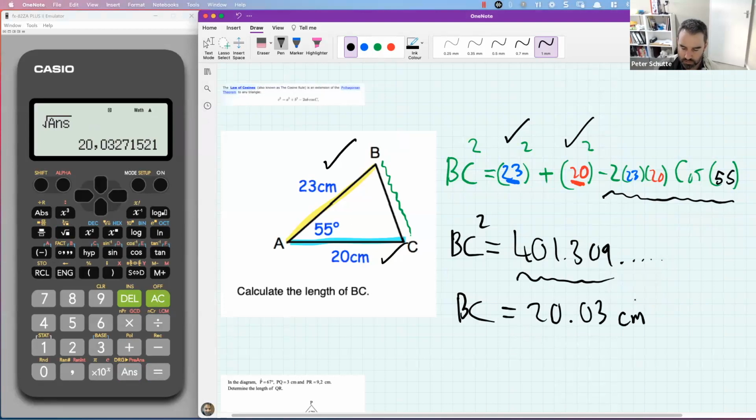20,03 centimeters. And not all students know how to use, is that correct? 401, it is correct, yeah. So we should get 20,03, which is a bit of a strange one, but that is what the maths is saying at this stage.